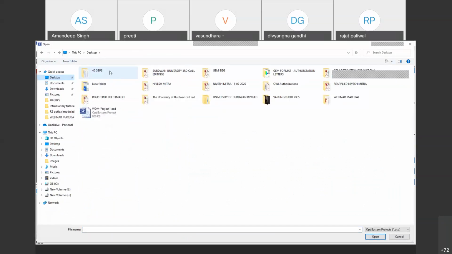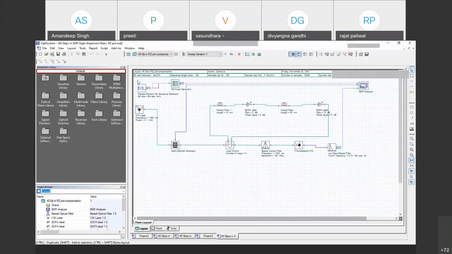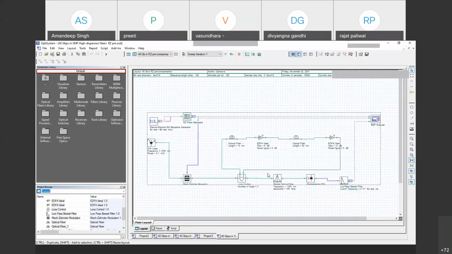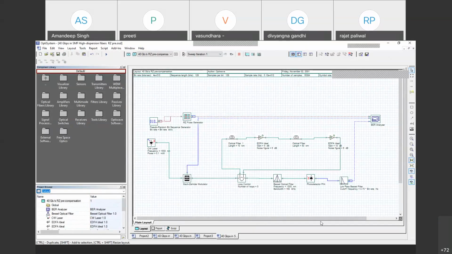Let me show you the third one, pre. So this is a pre. The difference here is that the dispersion compensation fiber is set pre of the actual fiber. You can change the name of the optical fiber to DCF here. This is just for presentation format.